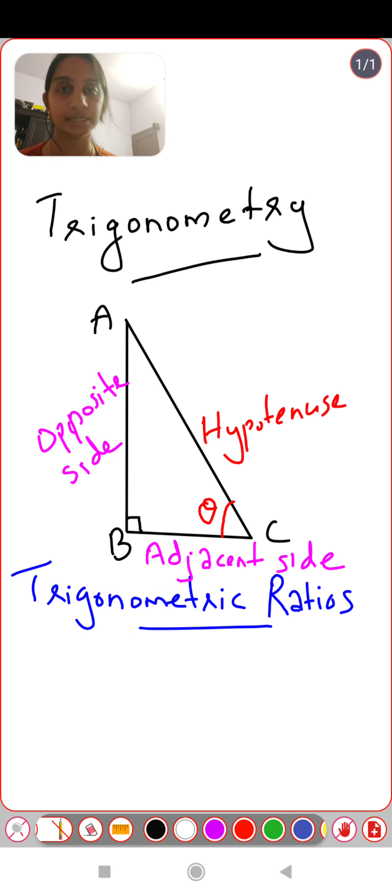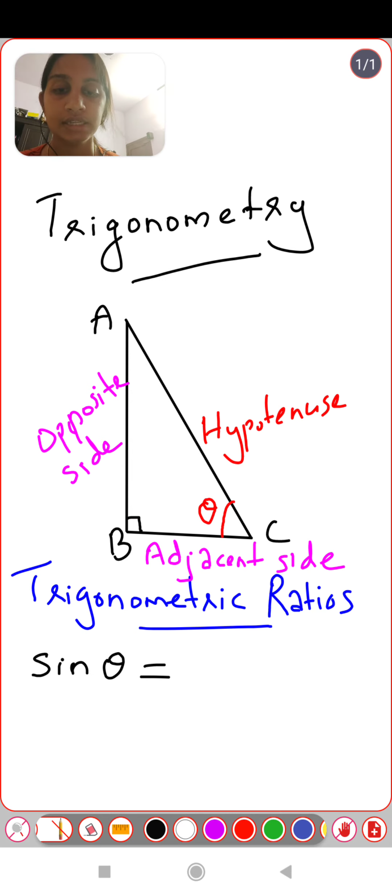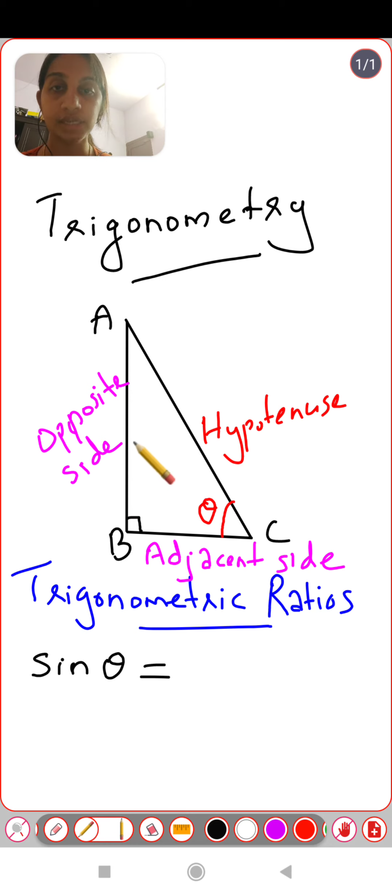The first one is sine of this angle C, and we take angle C as theta, right? So sine of that theta, which is sine theta, equals the side opposite to this angle divided by the hypotenuse. That means opposite side divided by hypotenuse. Here the opposite side is AB, and the hypotenuse is AC.